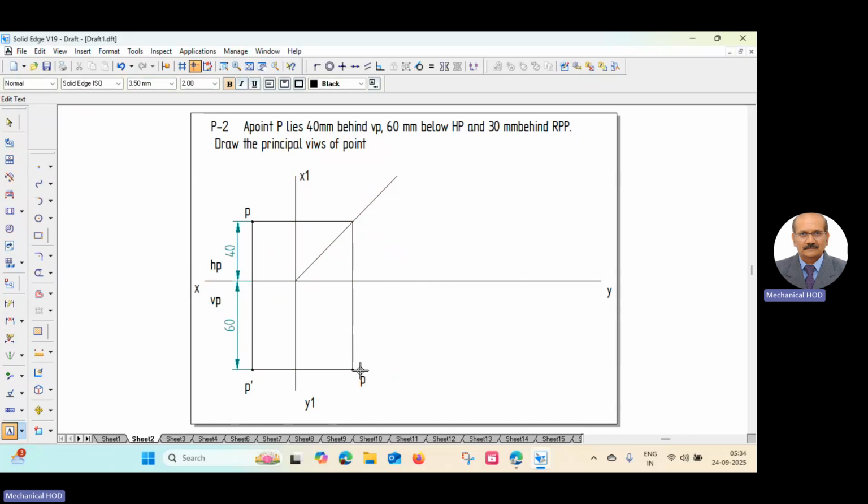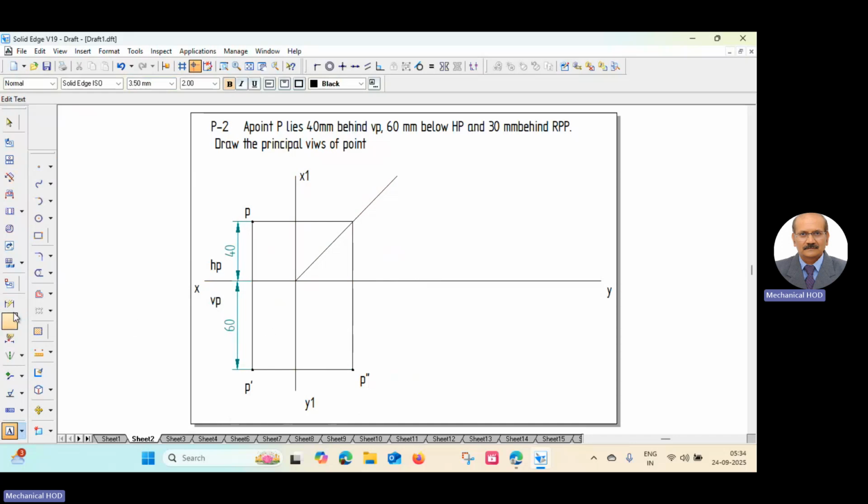We have to remember that front view and the side view appears on the same horizontal line. Same horizontal line. Some students keep this point as P double dash, which is wrong. You should remember that P dash and P double dash always lies in the same horizontal line.